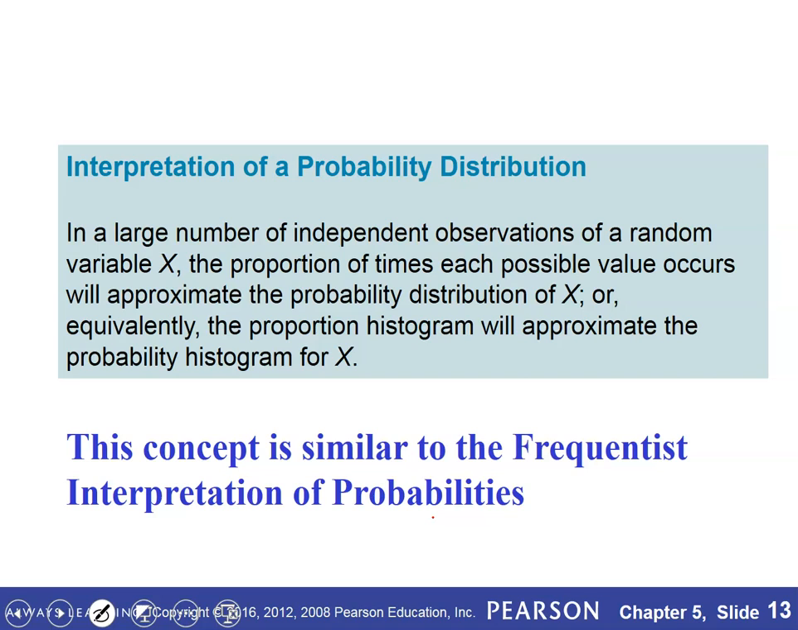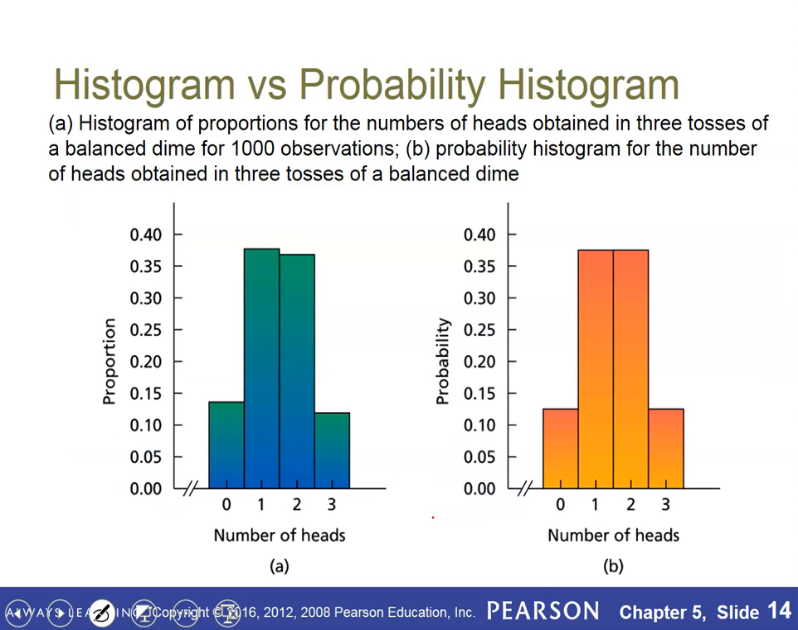All right, so in a large number of independent observations, eventually the actual histogram, or the actual frequencies, would get closer and closer to what the actual probabilities represent. Okay, so this concept is very similar to the frequentist interpretation of probabilities. For example, if we flipped 3 coins and only did it 8 times, we might get actual frequencies that are far different than the probabilities. But the more we do this, the more it's going to end up looking like what the actual probabilities would look like. Here's an example of this.